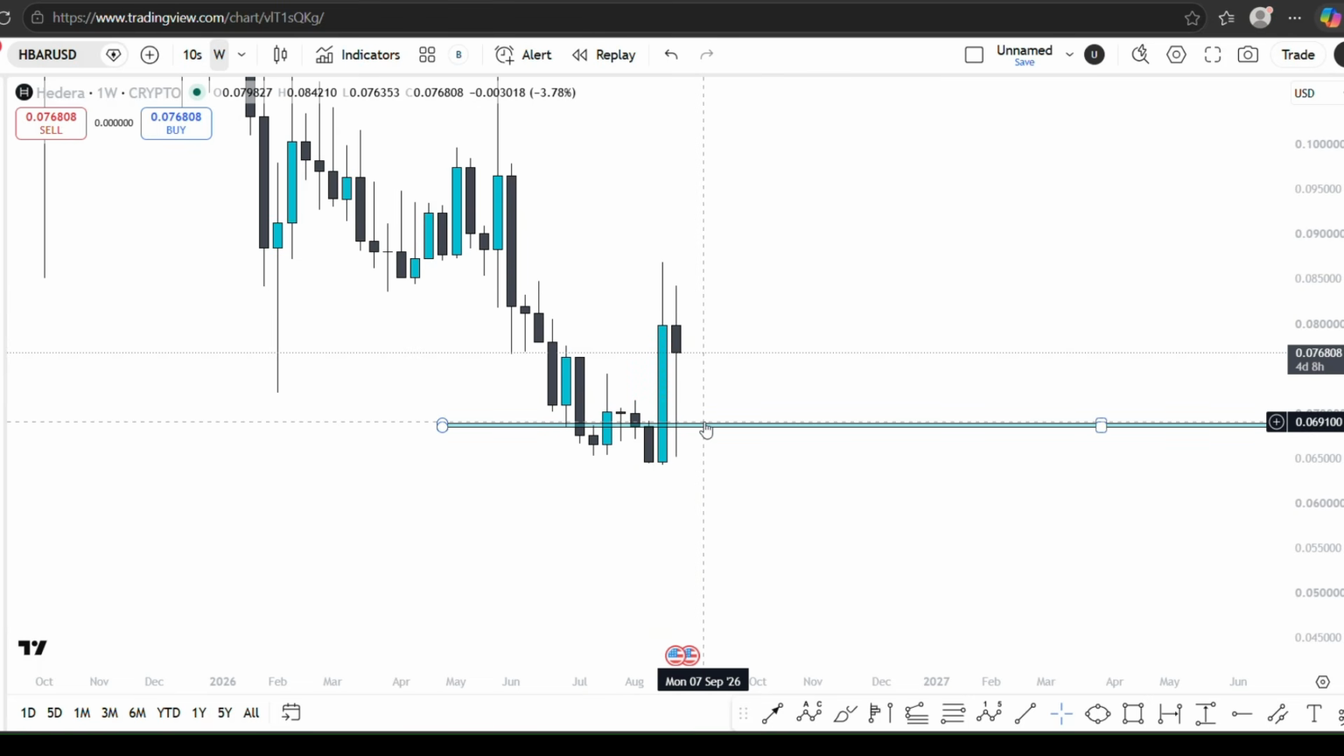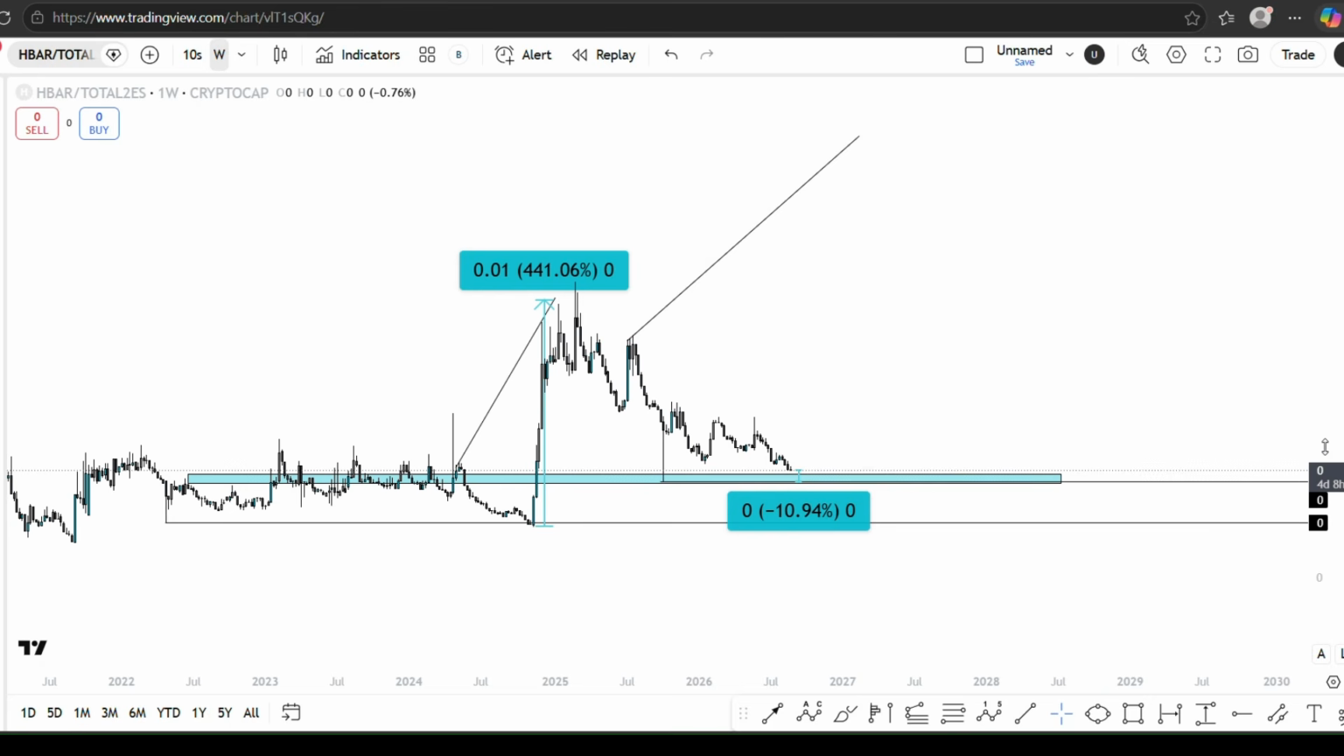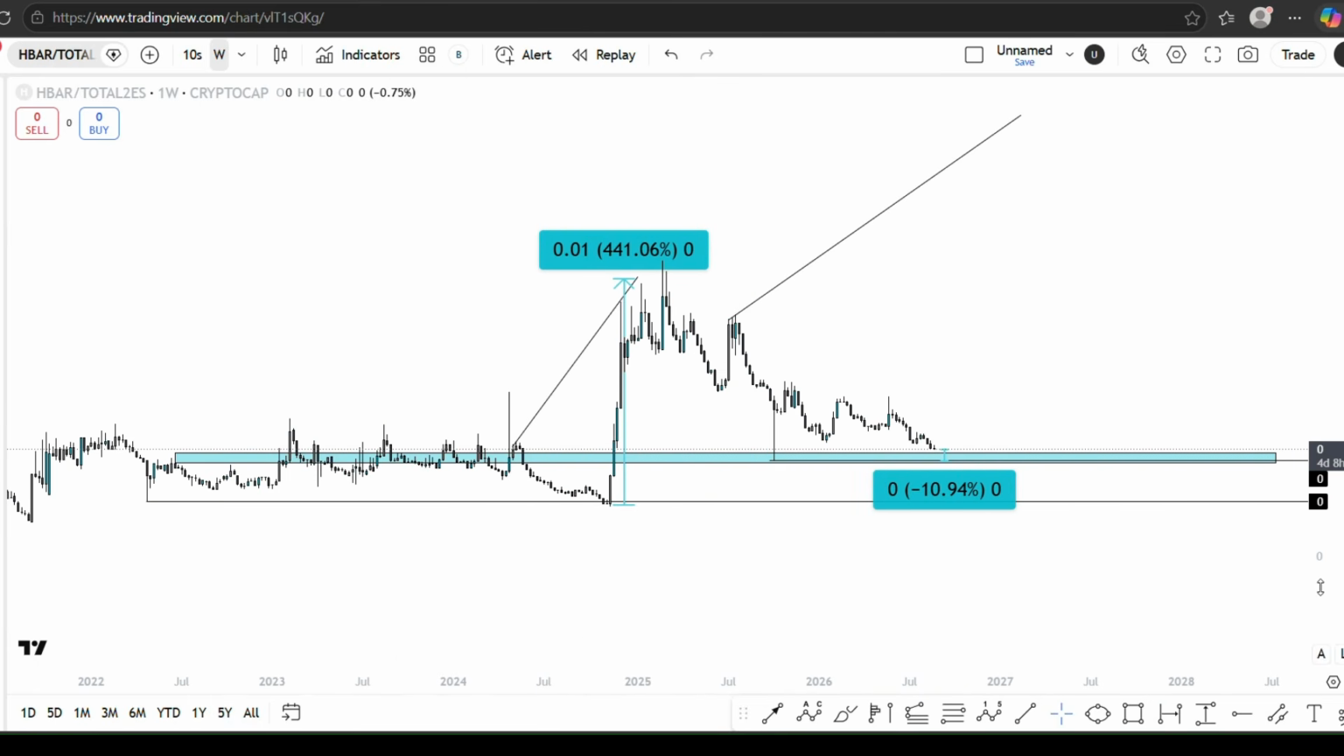I think we might get another opportunity in and around the 0.69 level minimum. That is simply because I think the total 2 excluding stables coin chart is going to outperform HBAR for a little while. But then I think things are really going to start getting moving, because I think, as always with these charts, we always get left a little clue as to how high this chart can actually pump.